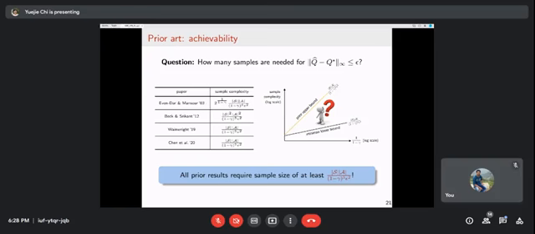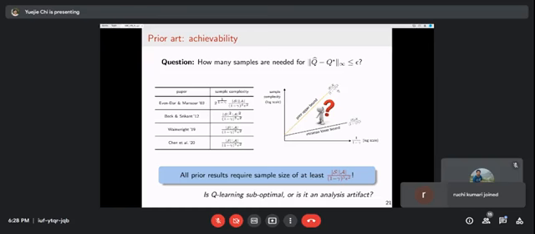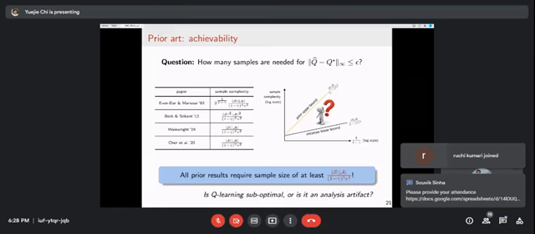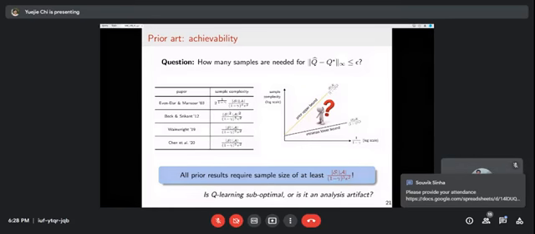So this is a curious gap, and that's something we want to understand. Does this mean Q-learning is indeed non-optimal from this minimax perspective? Or is there an analysis artifact, that people just didn't analyze the algorithm tightly enough?